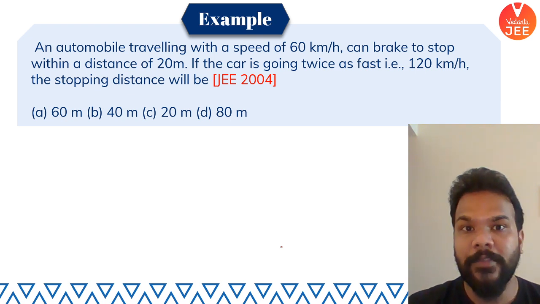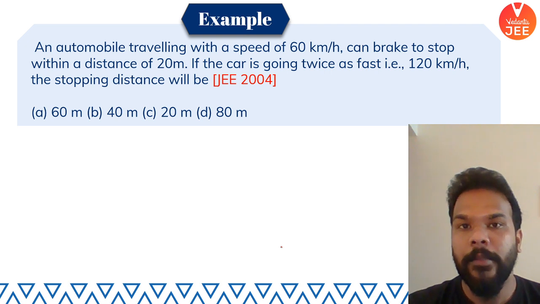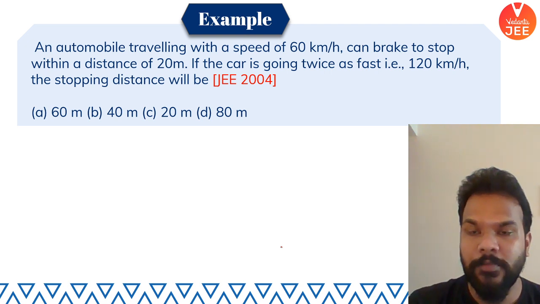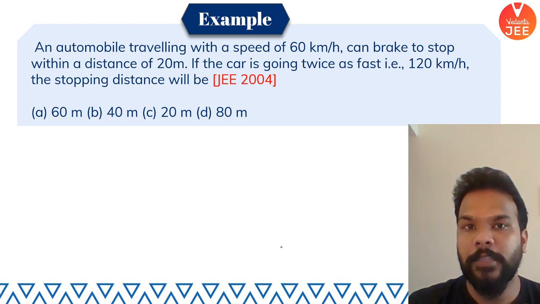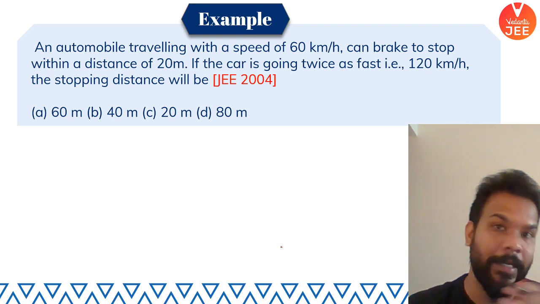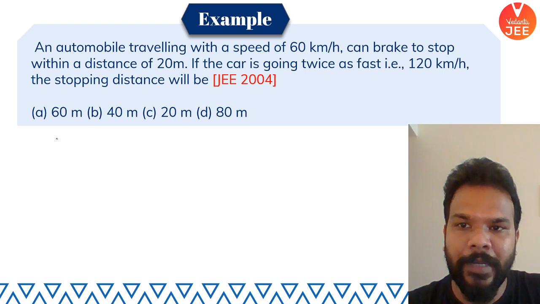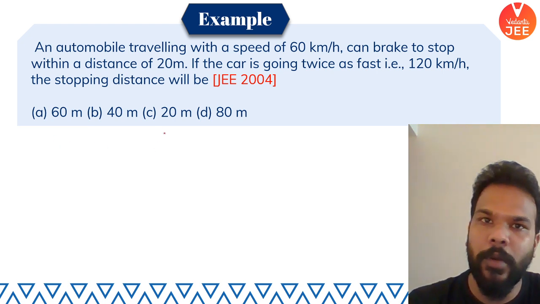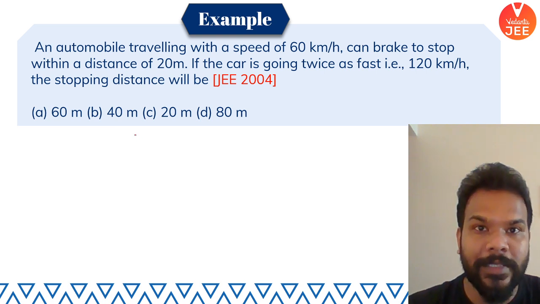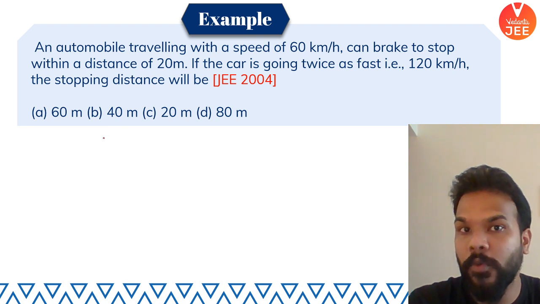Now the question says if the car is now going with a speed that is double, that is 120 km per hour, and the rate of retardation is considered to be the same because nothing has been said, then what is going to be the distance covered by the car before its final velocity becomes 0 when it comes to rest? Obviously the time is going to be different for the two cases because the initial speeds are different, so they will take different amounts of time to stop.